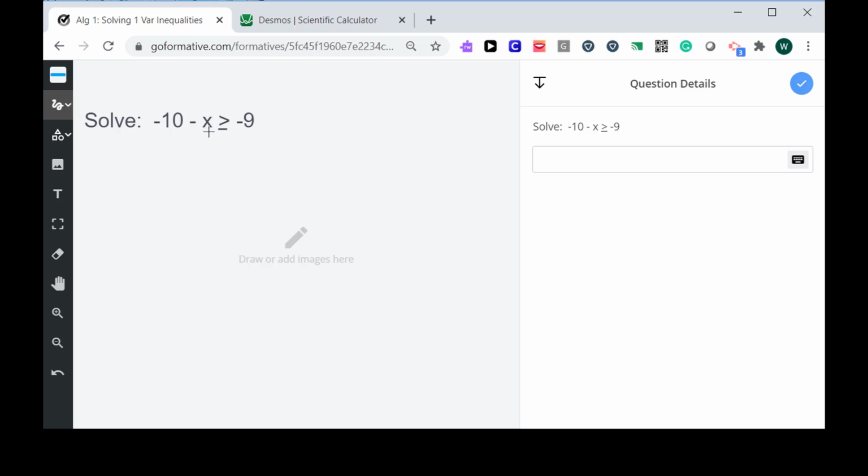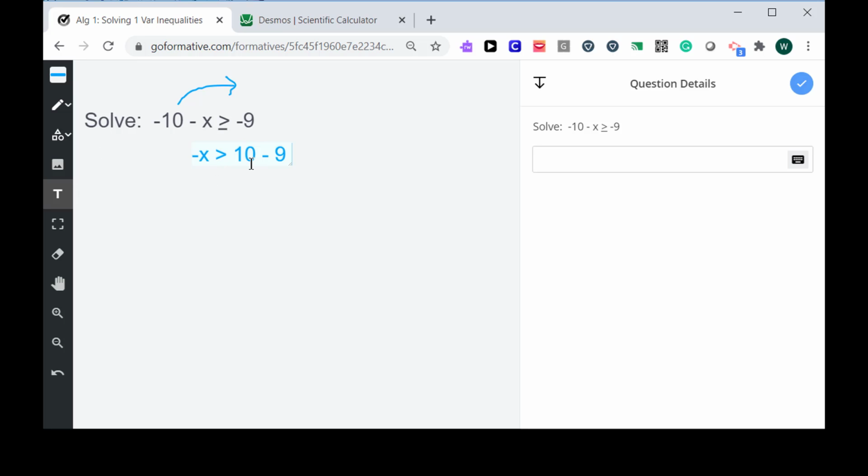Again, on this problem, I do not have parentheses, so I can skip step number 1. Also, there's nothing to combine, so I can skip step number 2. Next step is to move the numbers, and the number 10 needs to move. So we're going to send the 10 to the other side. So that means the negative x will come down greater than, then the 10 goes to the other side as positive 10, and the negative 9 comes down.